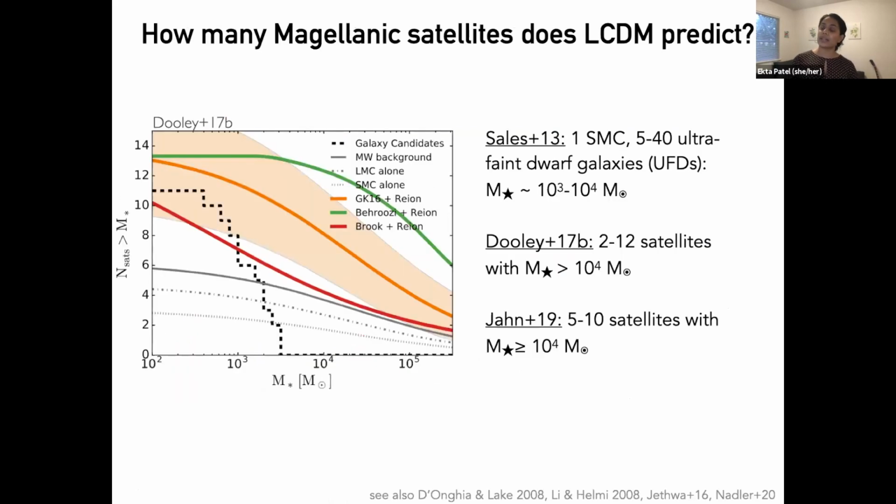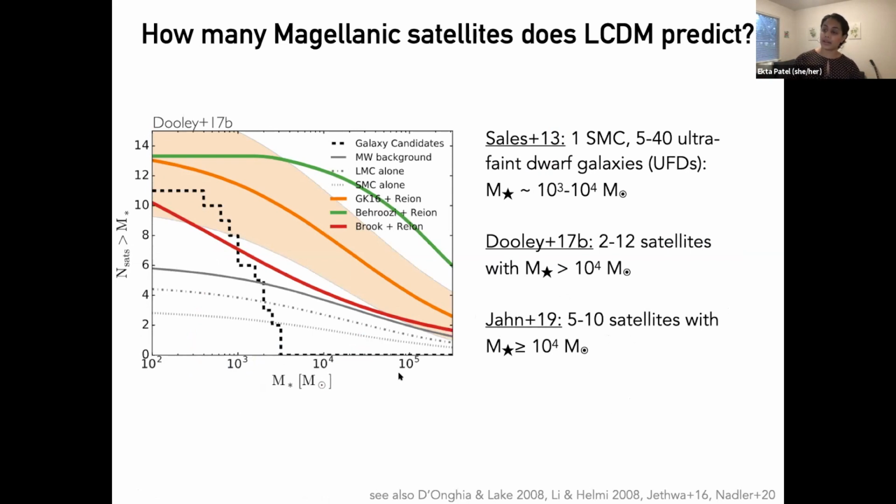So again, looking to simulations, we can ask how many satellite galaxies we would expect to see around an LMC mass halo. So several people have looked at this over the last decade. And as time has gone on, these numbers have been refined down to there being potentially 5 to 10 satellites with stellar masses greater than 10⁴ solar masses around the LMC.